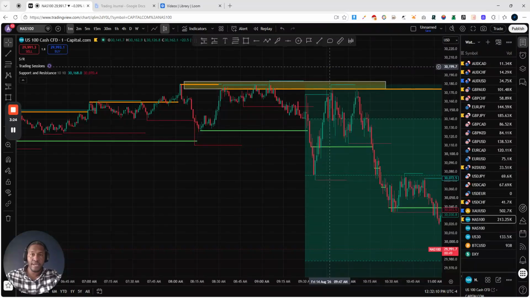It's still the same strategy. I'm still doing support and resistance, I'm still doing supply and demand, but I'm still looking at market structure and at candlesticks and how they react, price action.